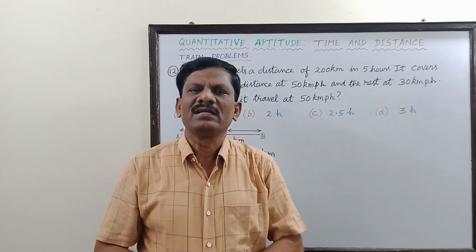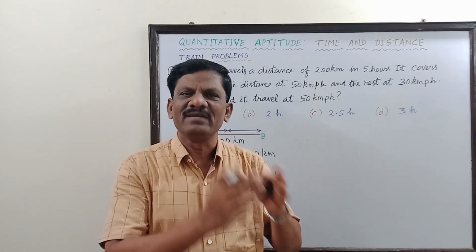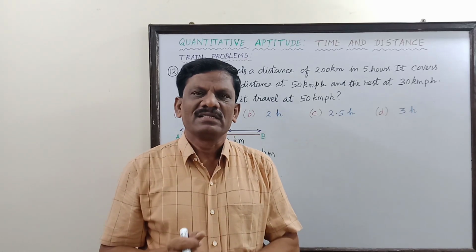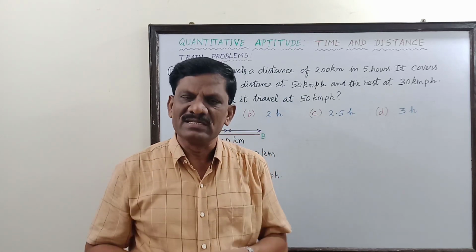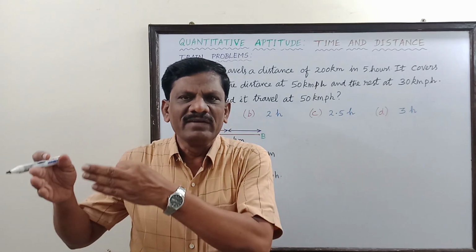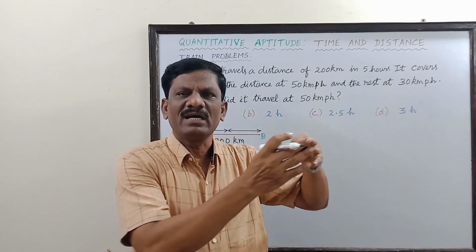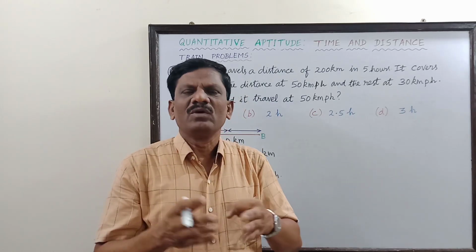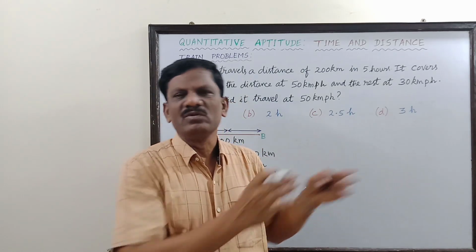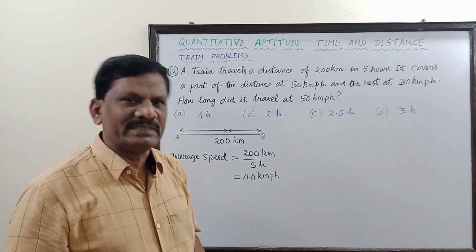But it does not mean that the train every time is having the same speed of 40 km per hour. Sometimes the train will halt in a railway station where the speed is 0. Then the train will slowly accelerate from 0 to 40 km per hour or 60 km per hour. Then again it will slow down to 30, 20, 10, then to 0. Like that, the average speed only is 40 km per hour.